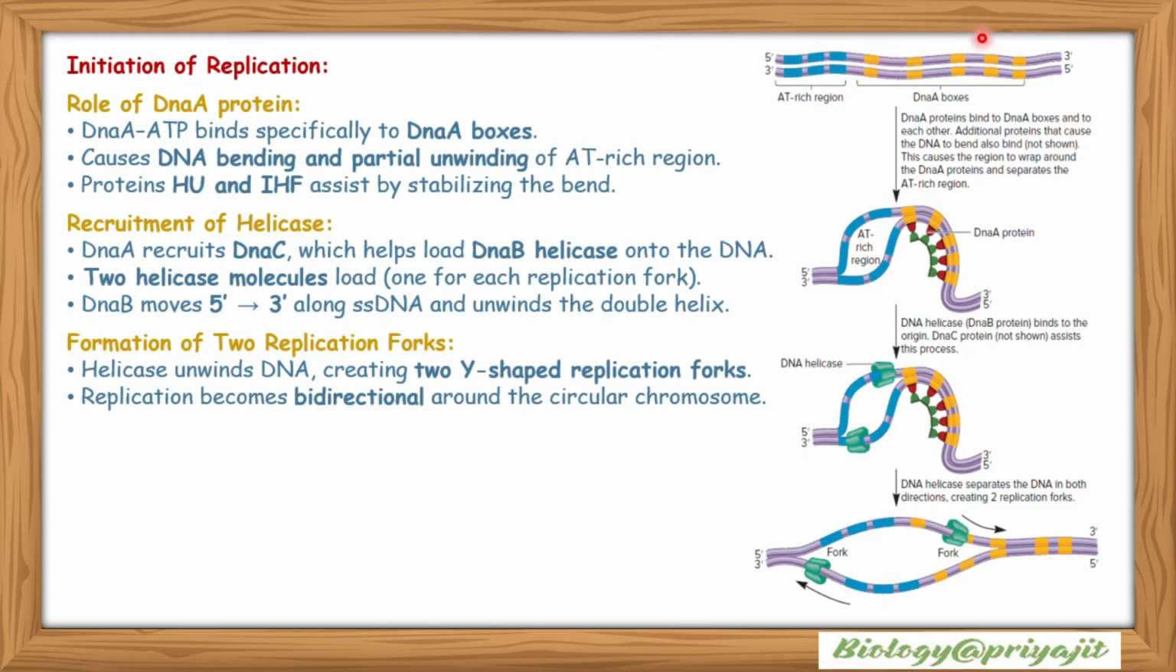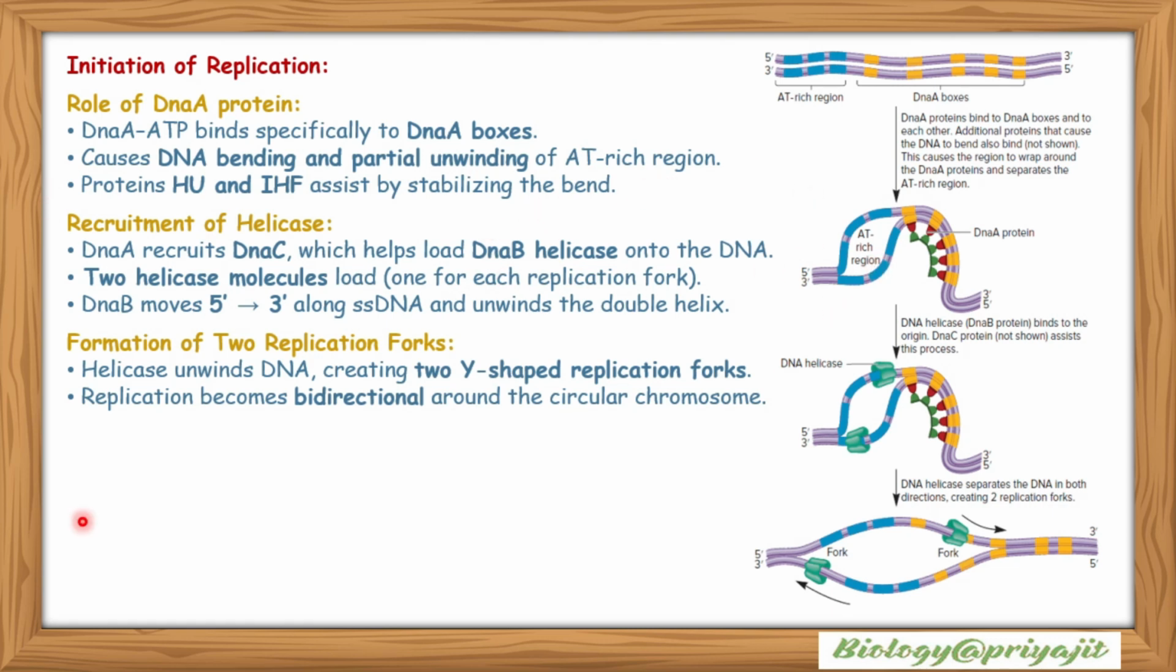So here the DnaA protein binds and changes the three-dimensional conformation, and the hydrogen bonds will break in this region, in the AT region. So DnaA-ATP binds specifically to DnaA boxes, causes DNA bending and partial unwinding at the AT-rich region. Then proteins HU and IHF assist by stabilizing the bend.